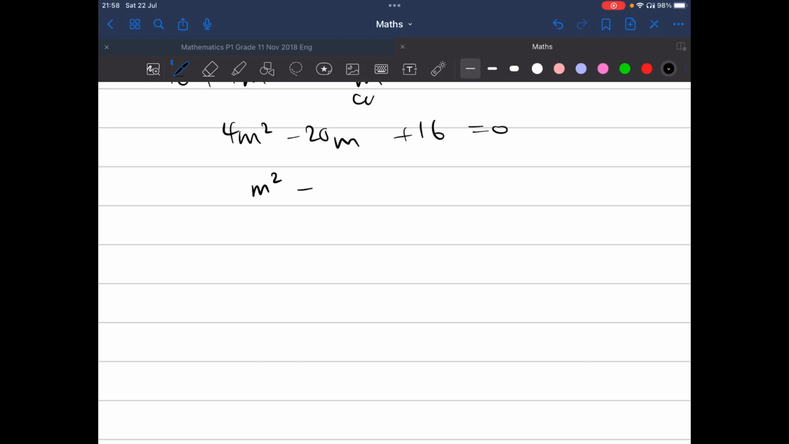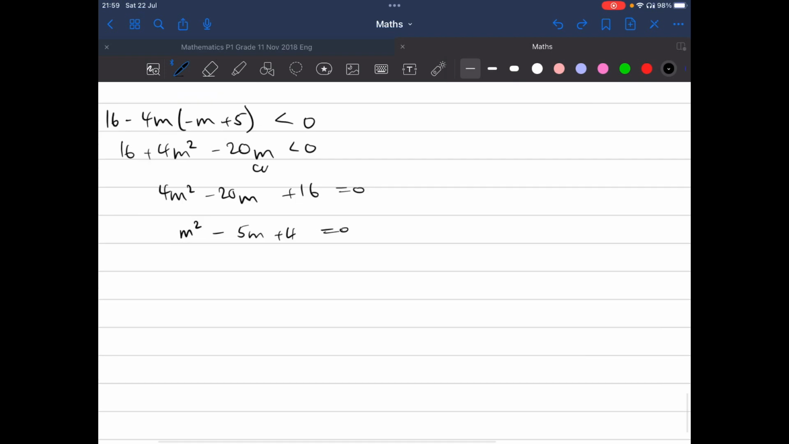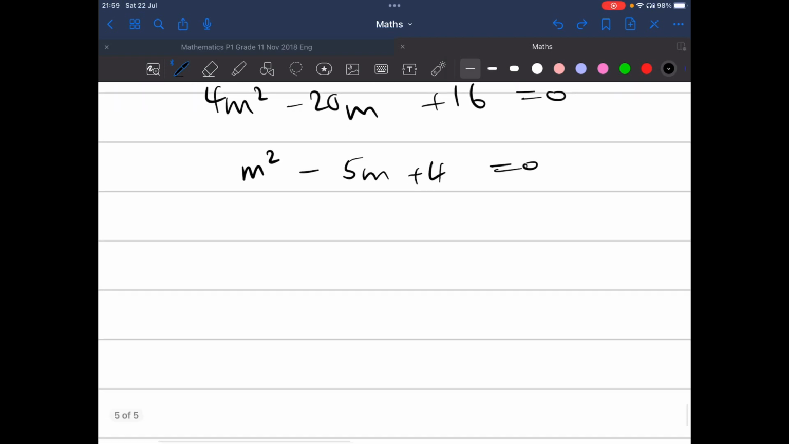Let's say m squared minus 5m plus 4. Okay, and why did we do that? We just divided everything by 4, just to make it a bit simpler. Right, now again, we need to find two numbers that when you add them together, you get minus 5, and when you multiply them together, you get 4. Okay, and what two numbers are that?